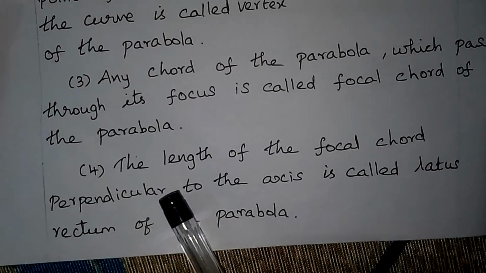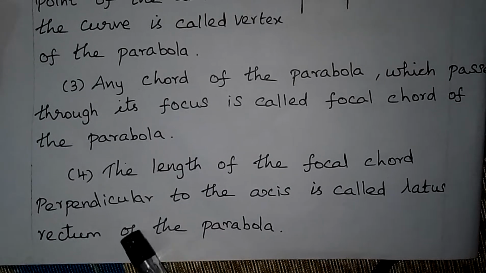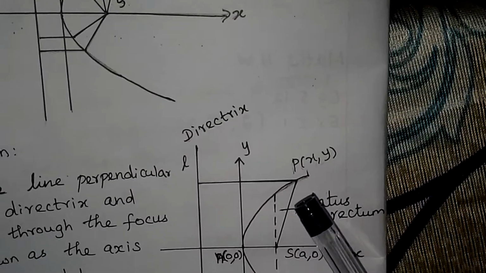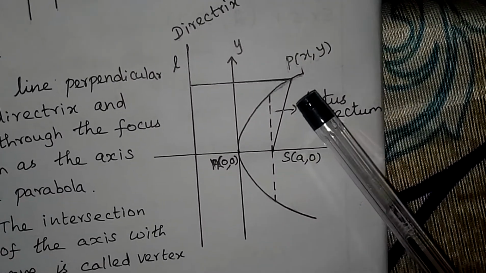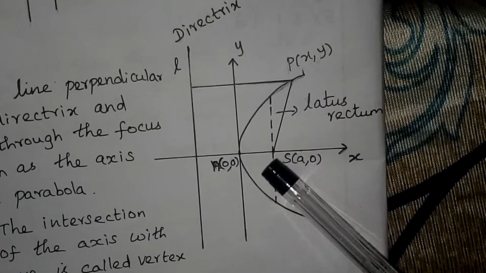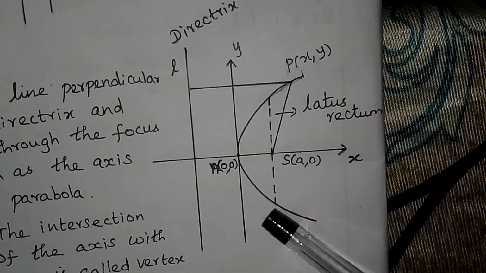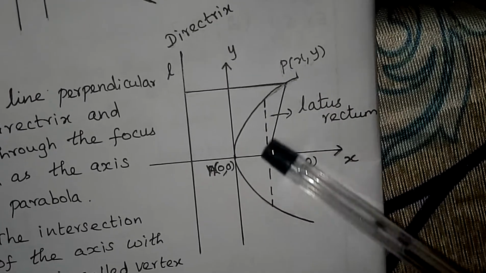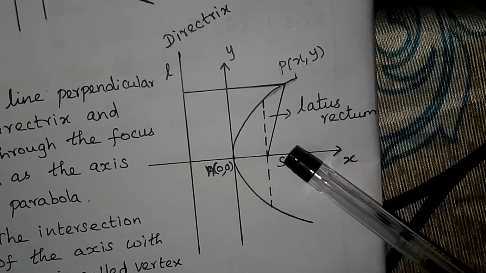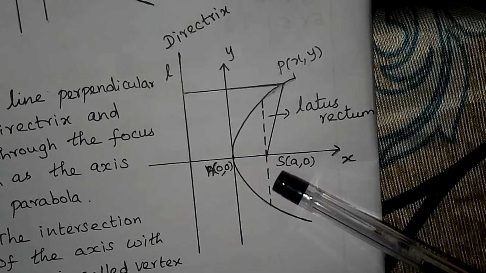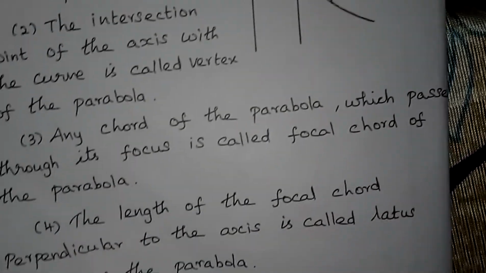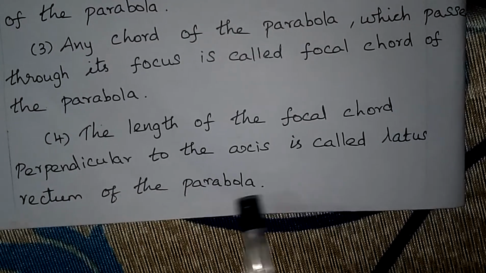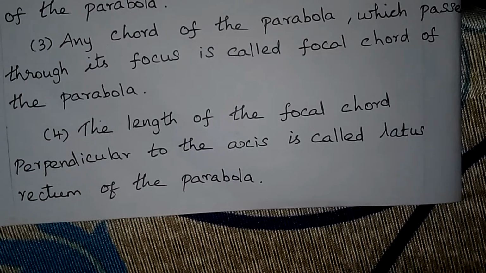Then the length of the focal chord that is perpendicular to the axis is called the latus rectum of the parabola. Just now I said what a focal chord is, isn't it? If we draw a line passing through the focus and it intersects both ends of the parabola, it is a focal chord. Many focal chords you can draw like this, passing through the focus. But the focal chord that is perpendicular to the axis, this dotted line, is the latus rectum. The length of the focal chord perpendicular to the axis is called the latus rectum of the parabola.